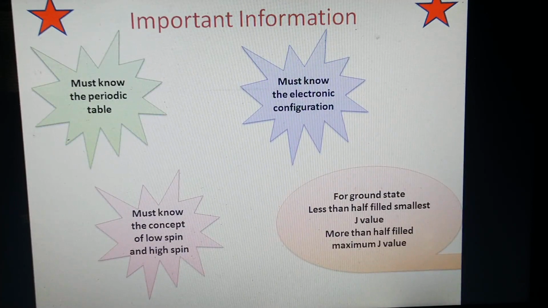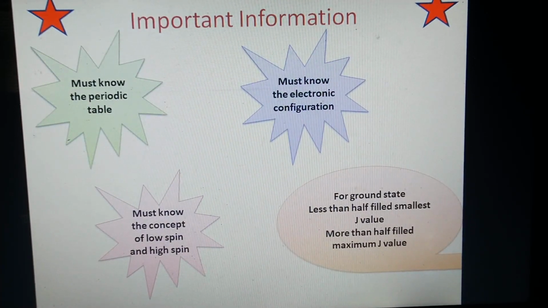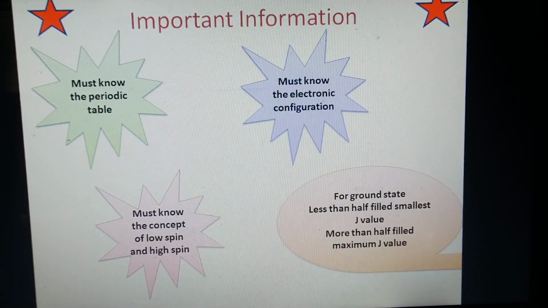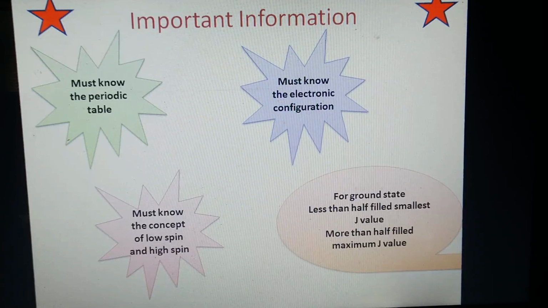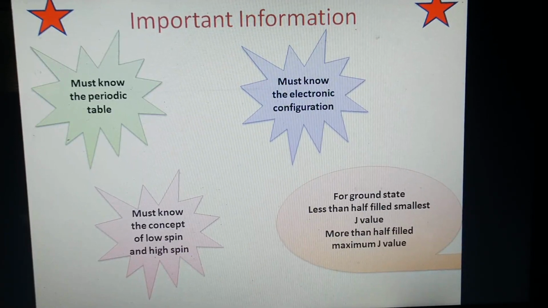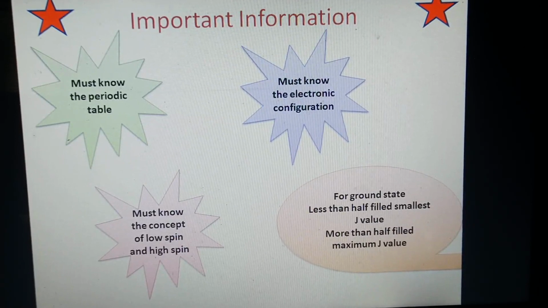So this is again very important information. You must know about the periodic table and you must know about the electronic configuration, because before depicting the term symbol, this is our basic and crucial step. Write down the electronic configuration, and we are able to write it down only if we know the exact atomic number of the element in the periodic table.